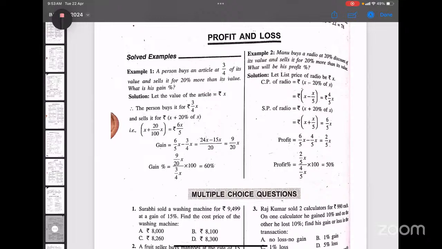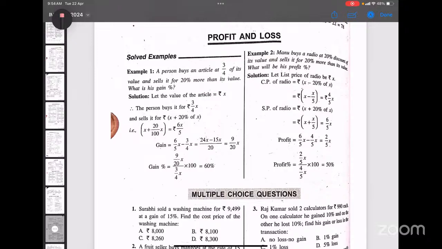Next point will be how to find out the loss or profit in percentage. If you want to find out loss or profit in percentage, gain percent or loss percent, it will be simple: profit divided by the original value of the object, multiplied by 100. If you want loss percent, this will be loss divided by cost price multiplied by 100. If you want profit percent, this will be profit divided by cost price into 100.